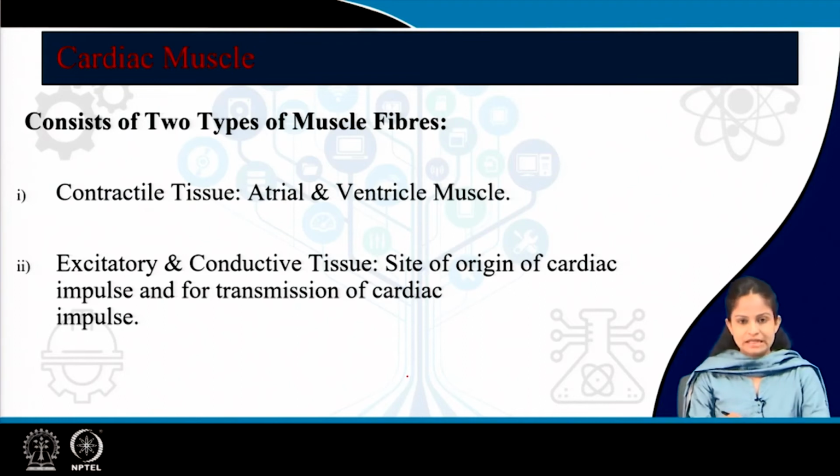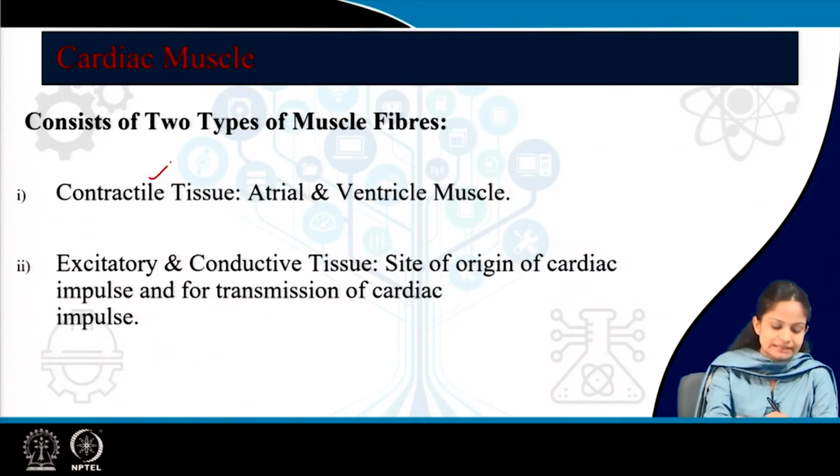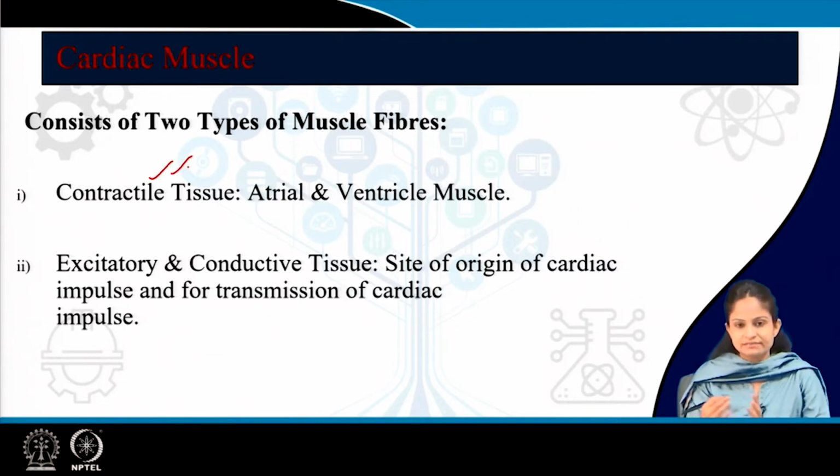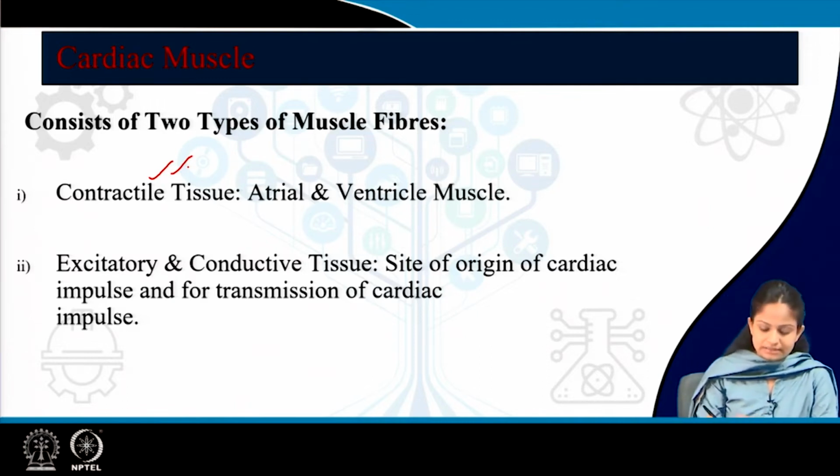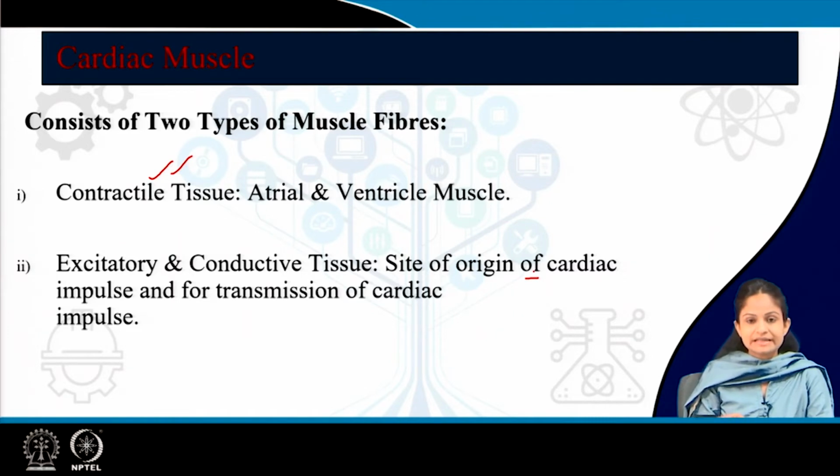So, generally the cardiac muscle fiber consists of two types of fibers. The fiber which is mainly responsible for the contractile tissue, that is the atrial and the ventricular musculature, and for the conducting tissue, that is the origin of the cardiac impulse and propagation of the impulse. So, we have contractile tissue, atria and ventricles, and we have the excitatory tissue and the conductive tissue, that is the pacemaker tissue or the nodal tissue.